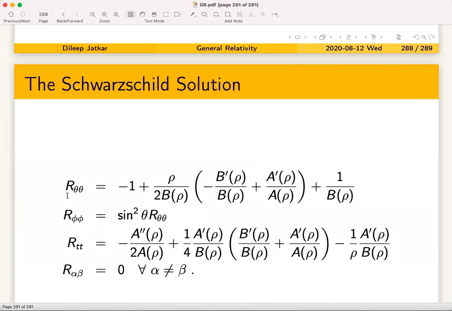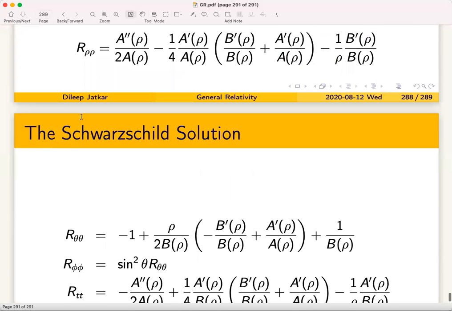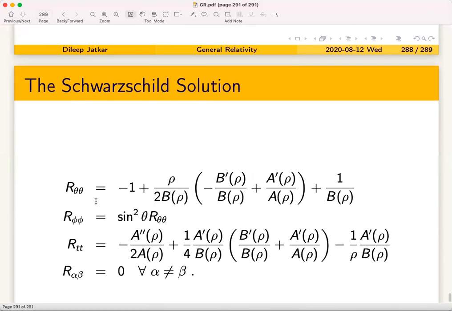R_theta theta would take a form like this: minus 1 plus rho upon 2B of rho, multiplied by this parenthesis, which is A prime by A minus B prime by B, plus 1 over B. R_phi phi is not very independent of R_theta theta. That is a manifestation of the spherical symmetry of the problem. And the only other non-trivial component is R_tt. This is R_rho rho versus this is R_tt.